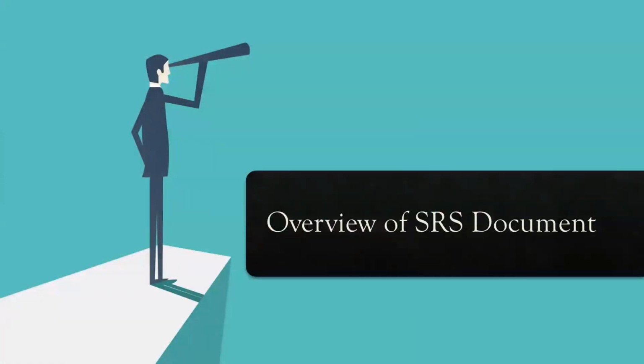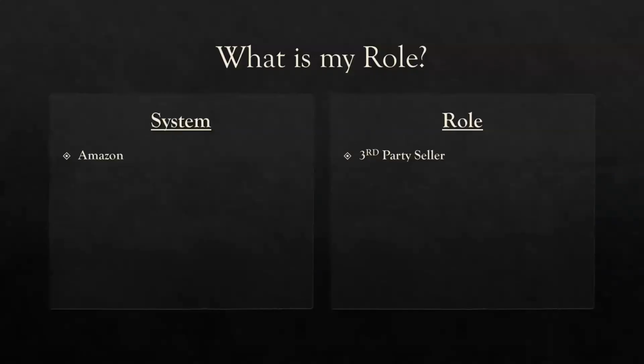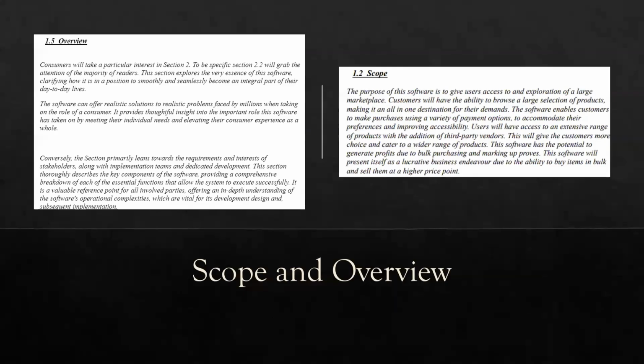This is part one, the overview of the SRS document from the perspective of a chosen stakeholder. My role is a third-party seller on Amazon. I sell products from my business to Amazon's platform. It's not an easy job with high levels of competition in the market.